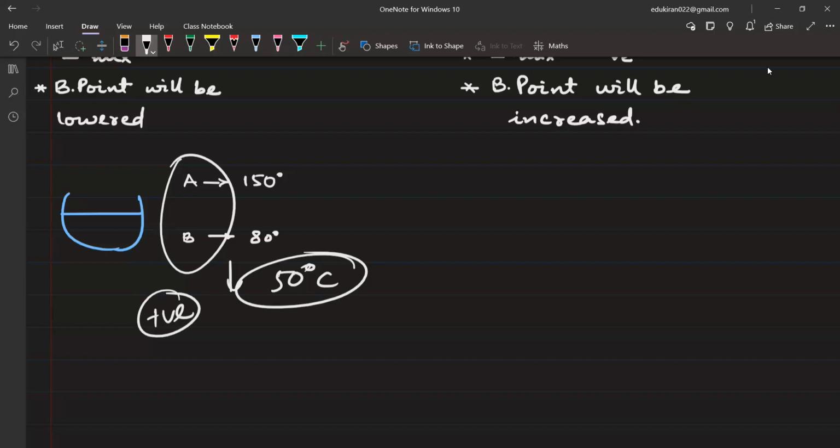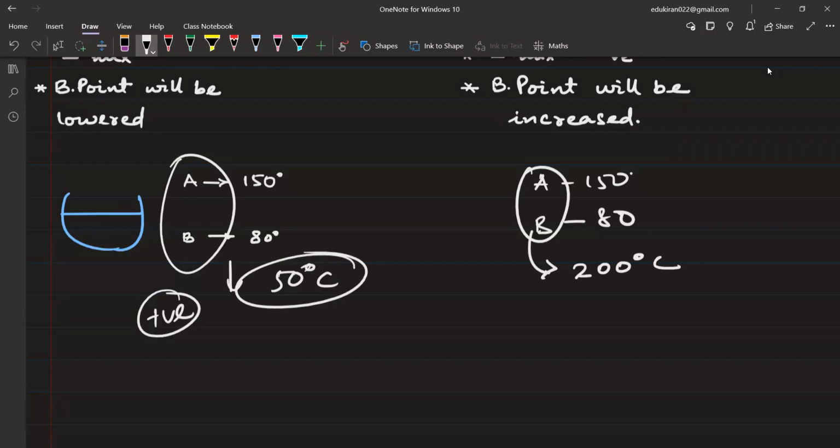Let us suppose we have an extreme case of negative deviation. A has a boiling point of 150, B has a boiling point of 80, but the interaction between A and B is so strong that when we mix them, the boiling point of the solution becomes 200 degrees Celsius. Because A does not want B to leave, and B does not want A to leave.